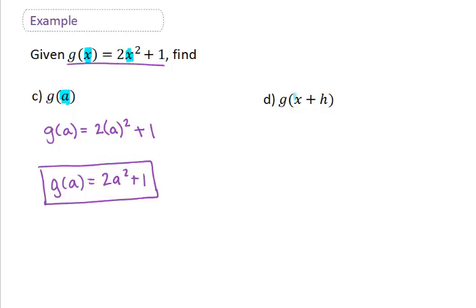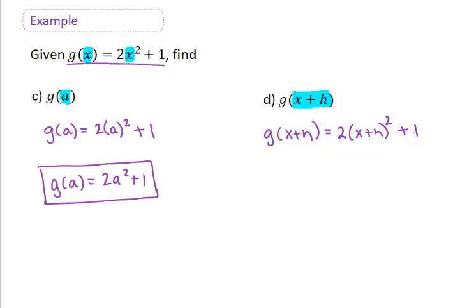Again, one more time, you just take this x plus h and you just substitute that in for any time you see an x in your original expression. So, pause the video and see if you can figure out that one on your own. Okay, so we have G of x plus h is equal to 2 times, substitute that in, x plus h squared plus 1. So we took out the x's and we substituted in an x plus h.